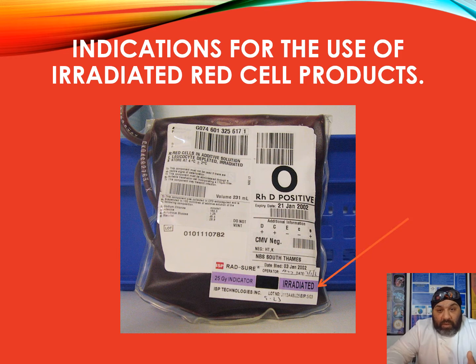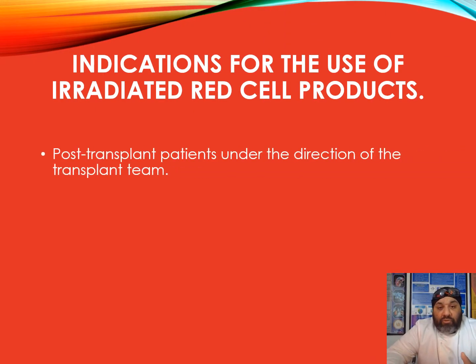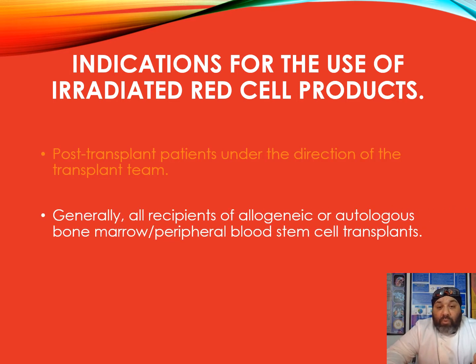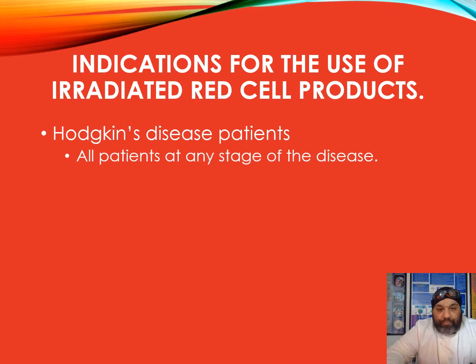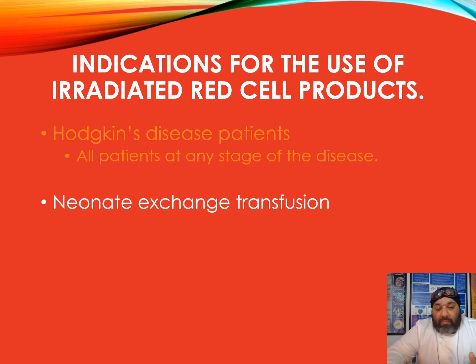So in line with that, post-transplant patients under the direction of a transplant team can be issued blood for transfusion if required. Generally, all recipients of allogeneic or autologous bone marrow or peripheral blood stem cell transplants can have blood transfusions. There's also Hodgkin's disease, and patients at any stage of the disease can have blood transfusion if required.